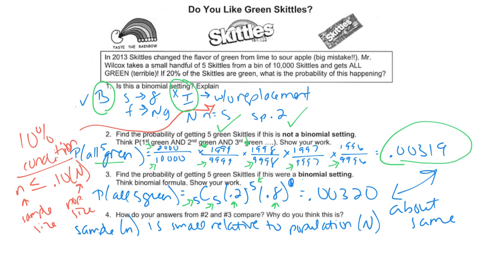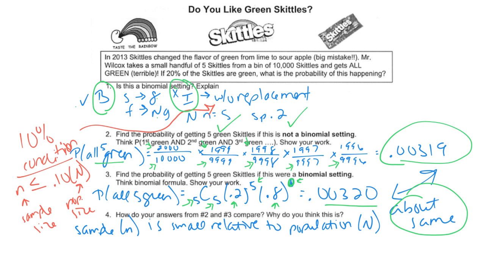Probability of failure is 0.8 and 0. That's a 0, not a 6 or anything weird. 0 of them were successful. Okay, I had 0 failures. So when I put that formula in my calculator, I end up getting a probability that is about the same between the two. So when we go down to number 4 here, how do your answers from number 2 and number 3 compare? And why do you think this is?